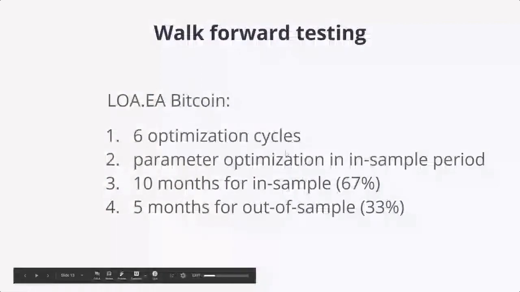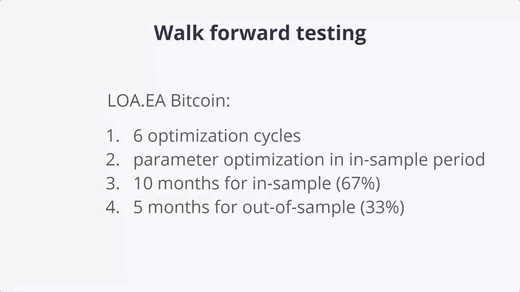So I hope it's clear: you change the parameters and settings 6 times. For each of these optimization cycles, you have an in sample and an out sample. For each cycle, you optimize with the in sample, so in sample you get the settings. In the out sample, you test how those settings from the in sample worked out. And you do that 6 times, basically. Okay. So we have 10 months for the in sample, and 5 months for the out sample. This is what we did.